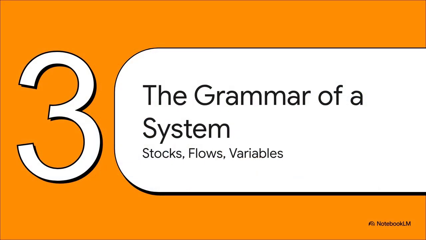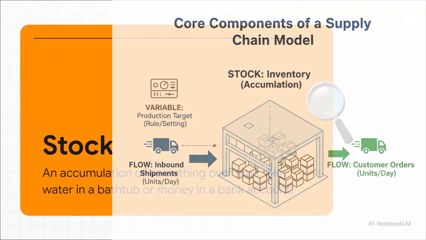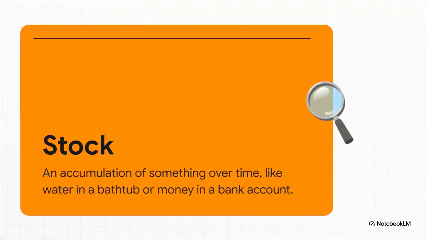So what we've just built here is more than a spreadsheet. It's a simple dynamic system. And to really get good at this, we need to learn the language of these systems. It really just comes down to 3 key ideas you see here: stocks, flows, and variables. First up, we have the stock. A stock is just an accumulation of something.